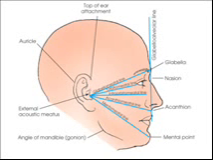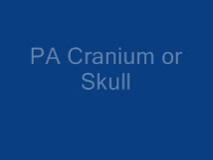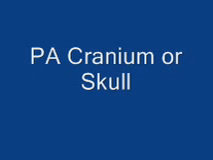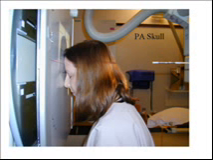Place the patient in a seated or standing position. Place a lead shield on the patient's lap. For the PA skull or PA axial skull, center the mid-sagittal plane to the midline of the grid. Rest the patient's forehead and nose on the bucky. The OML is perpendicular to midline. The EAMs are equal distance from the surface.